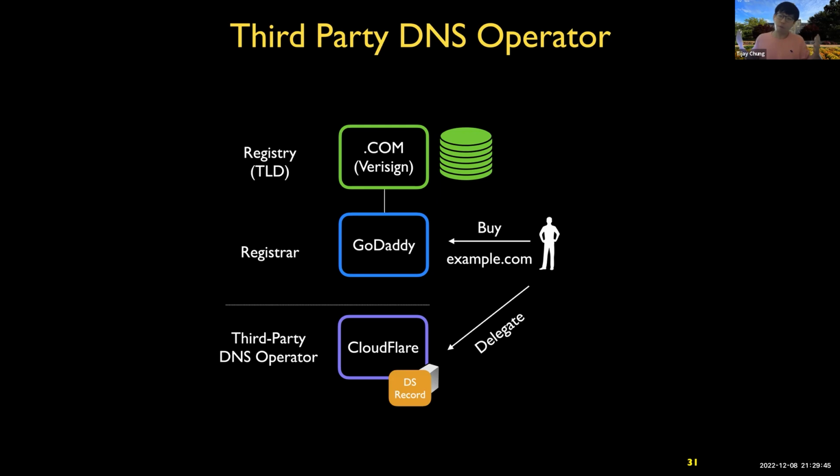Because this third-party DNS operator does not have the ability to access the registry's database, and it also has no ability to access the registrar database. So what you need to do is copy this DS record and pass it to the registrar and then to the registry. Now you get some sense, right? Why it is so hard to deploy DNSSEC. Okay?